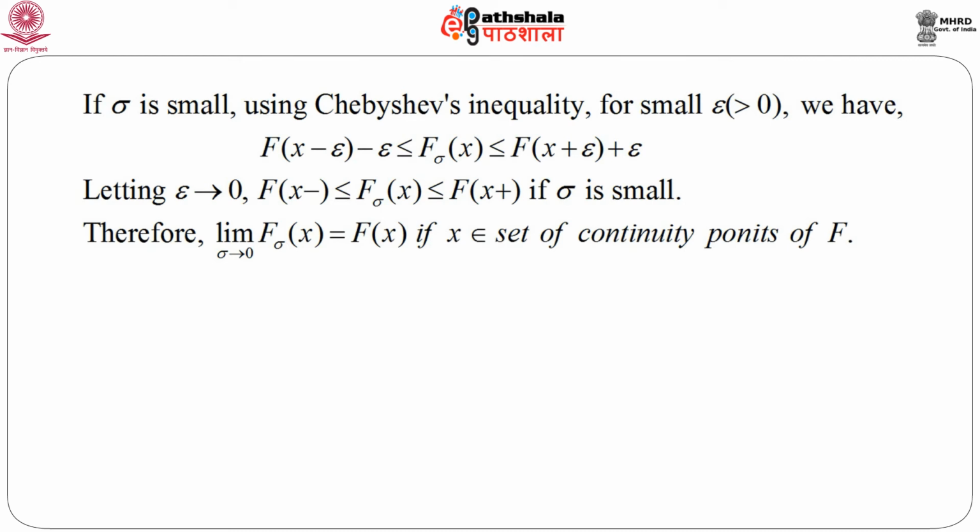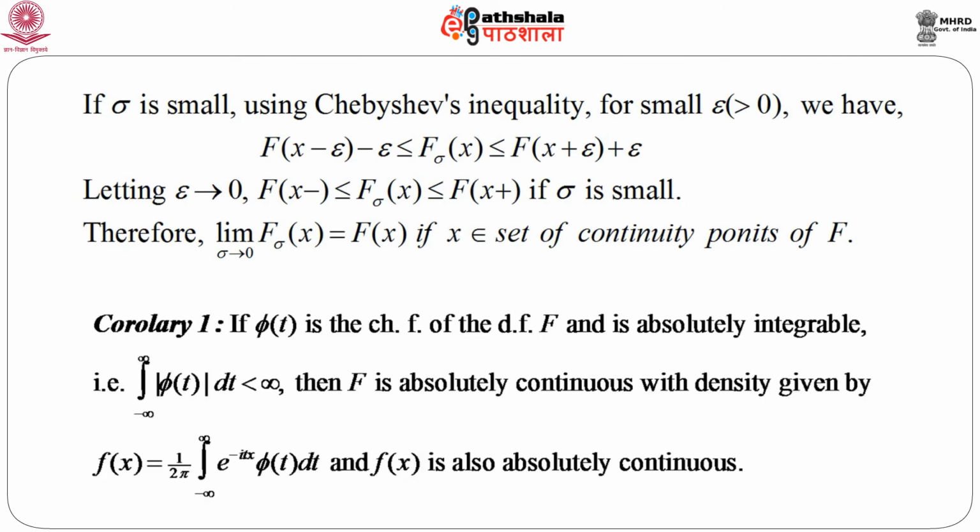So, let us consider one corollary. Suppose phi(t) is a characteristic function of the distribution function capital F, and this is absolutely integrable. That means the integral from minus infinity to infinity of |phi(t)| dt is less than infinity. In that case, capital F is absolutely continuous with the density given by small f(x) equals 1 by 2 pi times the integral from minus infinity to infinity of e to the power minus i t x into phi(t) dt, and also f(x) is absolutely continuous.